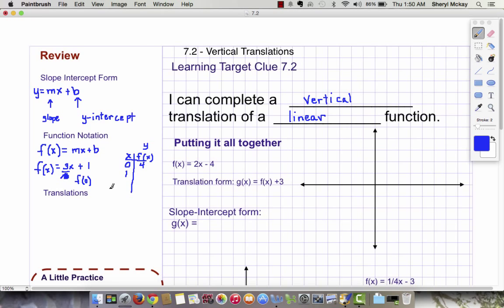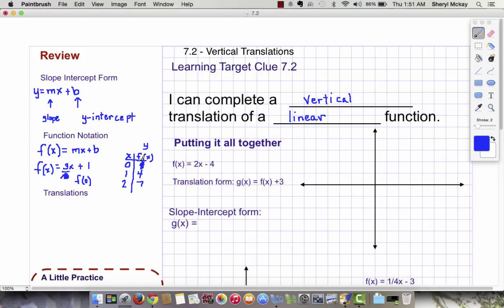When x is 1, f of 1, I put 1 in for the x, and 3 times 1 is 3, plus 1. 3 times, oh, this one's not right, is it? That's a 1. So 3 times 0 is 0, plus 1 is 1. 3 times 1 is 3, plus 1 is 4, okay? And then when f of 2, 3 times 2 is 6, plus 1 is 7. And I could actually plot those points, couldn't I? And I could label that line f of x.